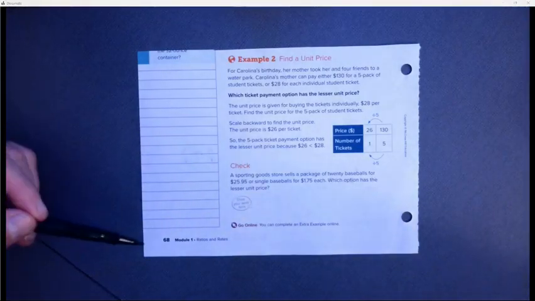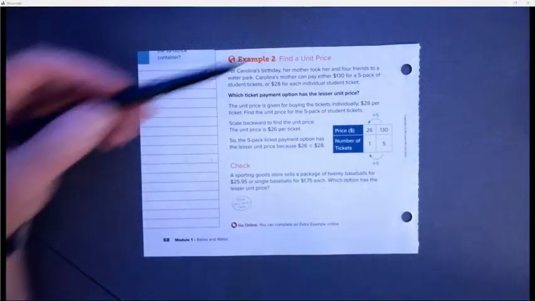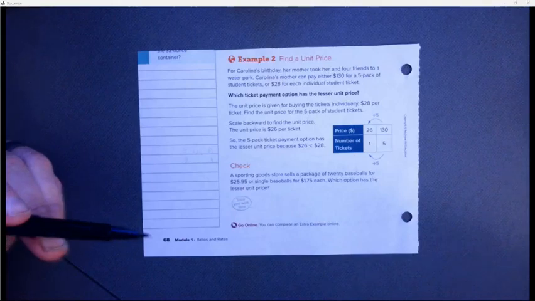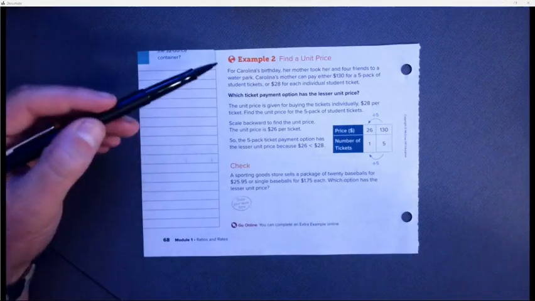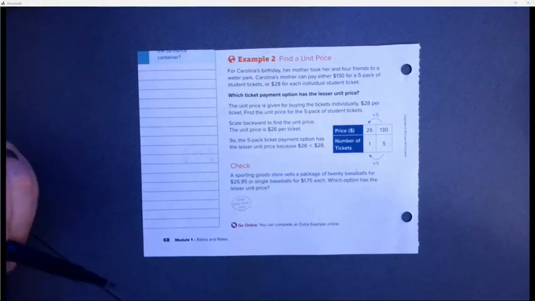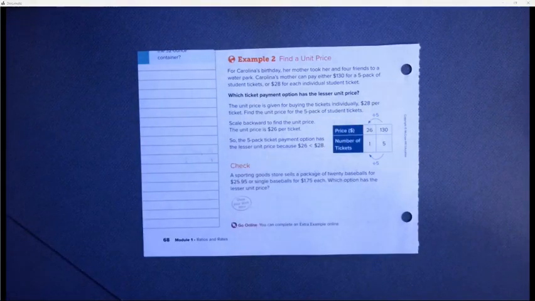On example 2 on page 68, we're going to find the unit price, so the price per unit. It tells us for Carolina's birthday, her mother took her and 4 friends to a water park. Carolina's mother can pay either $130 for a 5-pack of student tickets or $28 for each individual student ticket. Which ticket payment option has the lesser unit price?